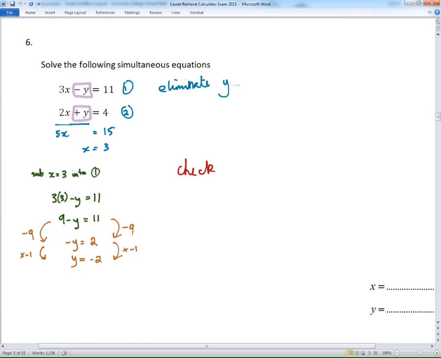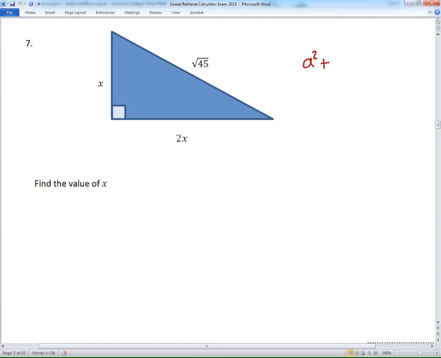Okay, we could check our answer here. We know that x should be 3 and y should be minus 2, but we could check that in equation 2. So, in equation 2 we have 2x plus y, and that should be 4. So 2 lots of 3 plus negative 2 should be 4. 2 times 3 is 6, plus negative 2 is 4, so we're sorted.